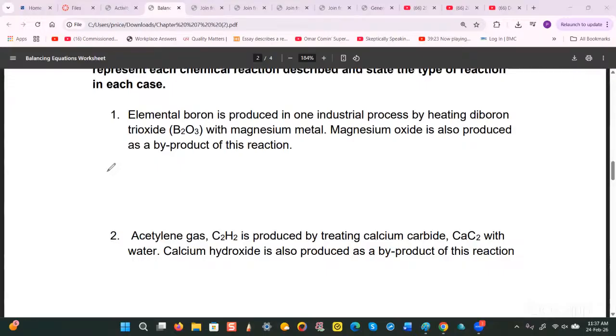So my question to you is this: what would be the two reactants involved in this as described here? Yes, sir. B2O3 will be one of them. And what's the other one? Plus Mg. Mg, exactly. Very good. So those are the reactants and those are the formulas for the reactants. And then on the product side, what is present on the product side? B2, no, not B2, just B. Right? Boron exists as B.